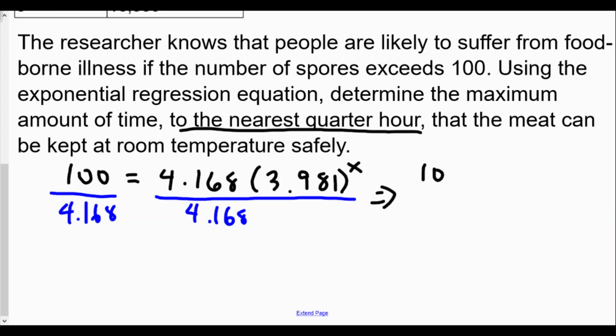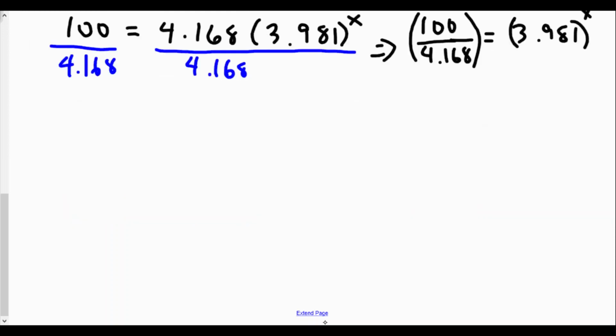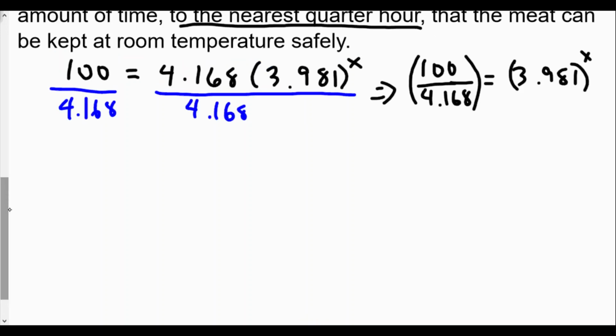Which leads us to 100 over 4.168 is equal to 3.981 raised to the x power. Now you see me put parentheses around stuff, and the reason is that I'm going to leave it in this form. It might be easier to leave this here instead of rounding off and rounding off and making an error. And since it's a log problem, we will have to take the log of both sides.